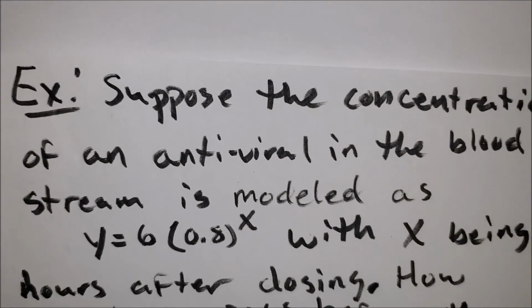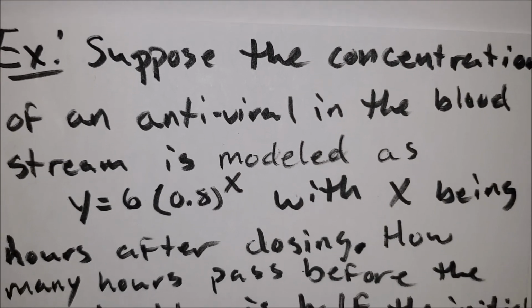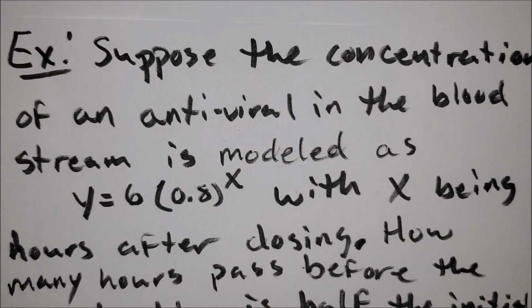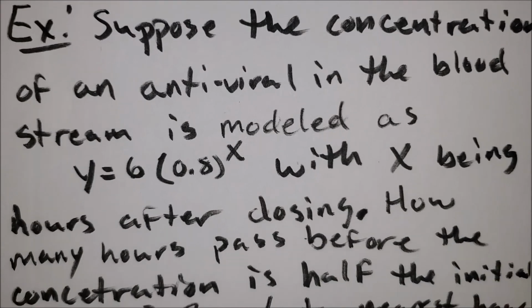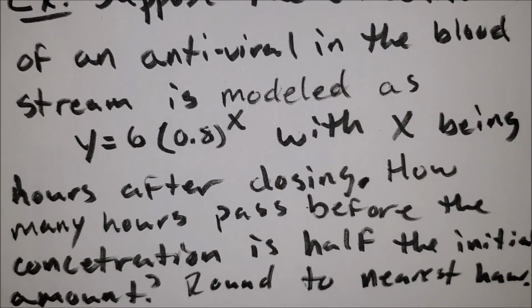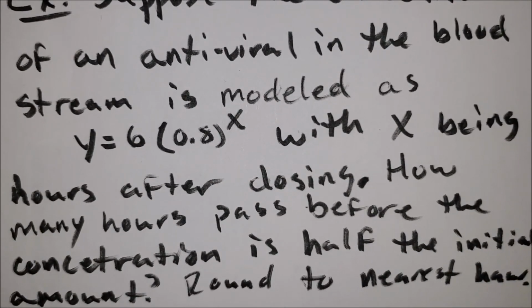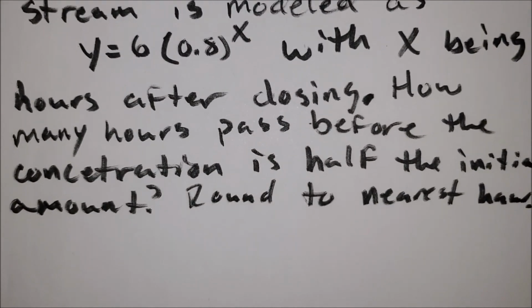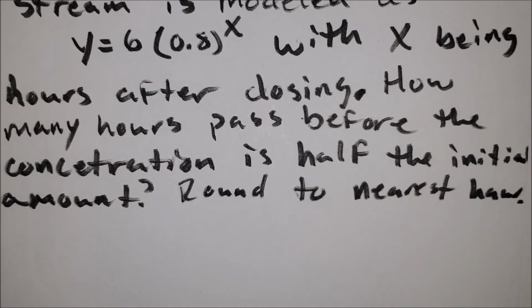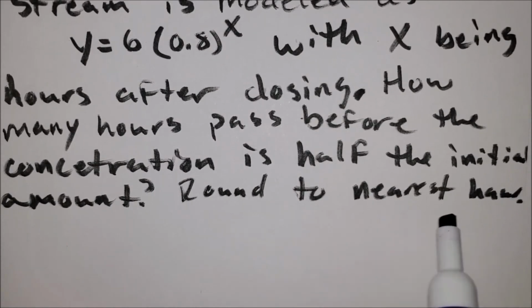So we're going to look at one more example, and it's similar to the last one. So suppose that the concentration of an antiviral in the bloodstream is modeled as y equals 6 times 0.8 to the power of x, with x being hours after dosing. So how many hours pass before the concentration is half the initial amount? So then we're going to round to the nearest hour.